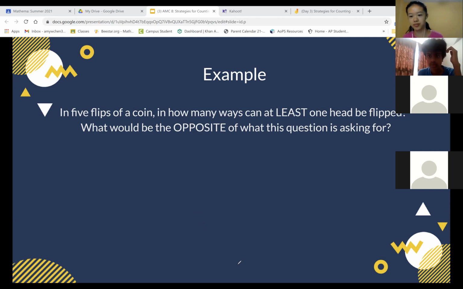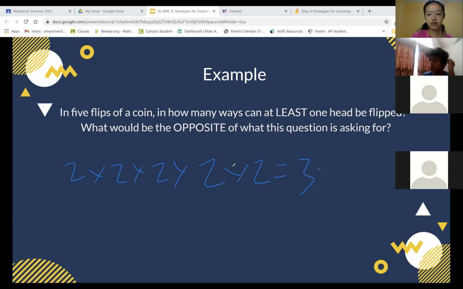You guys seem to be putting in probabilities, but I think you understand. There's only one way to flip 0 heads. So in total, there are 2 times 2 times 2 times 2 times 2, which equals 32 total ways to flip 5 coins in any way. Why not 5? Because there are 5 flips. True, there are 5 flips. However, each flip can have 2 outcomes, heads or tails.